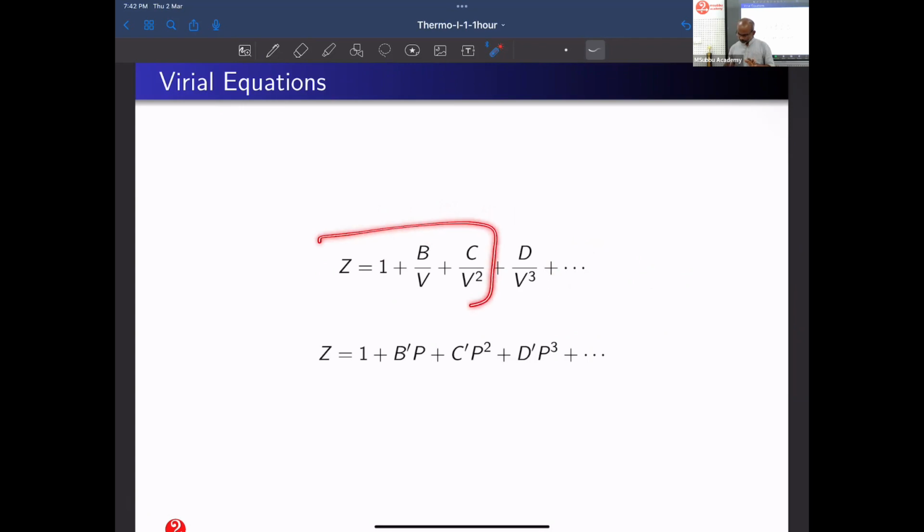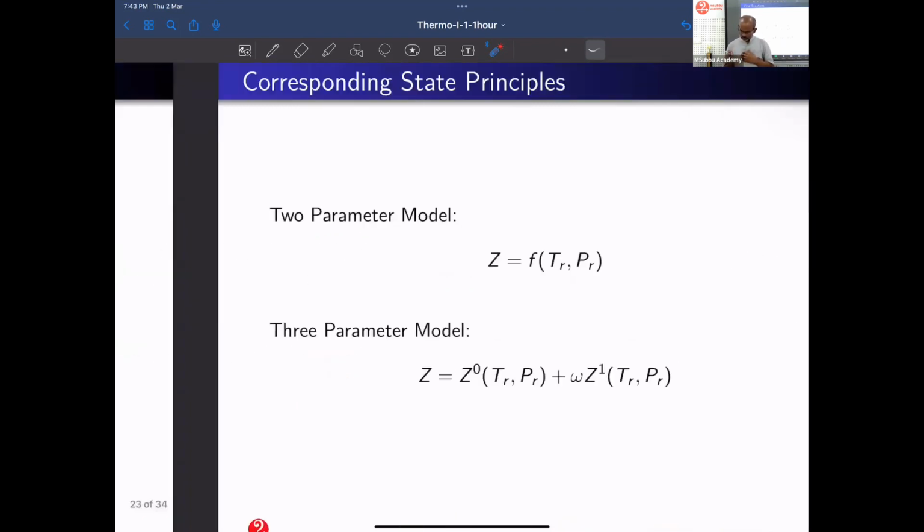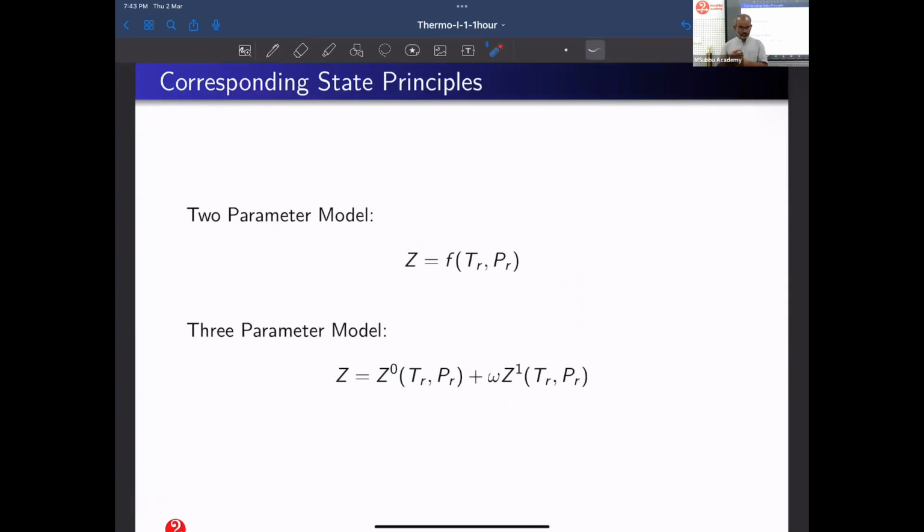So this 3 parameter model is normally used. There are 3 coefficients. The first coefficient is simply 1, the second coefficient is B, and the third coefficient is C. So this form of the virial equation is quite commonly used. It can also be written in terms of a pressure series, Z equal to 1 plus B dash P. Are B and B dash different? Okay, this we'll see later in a problem.